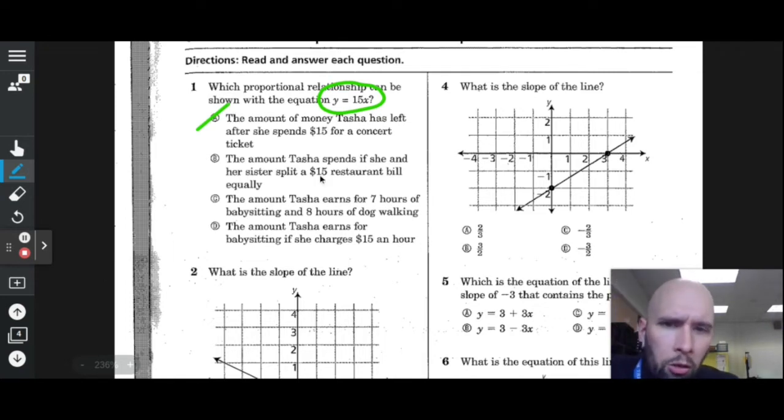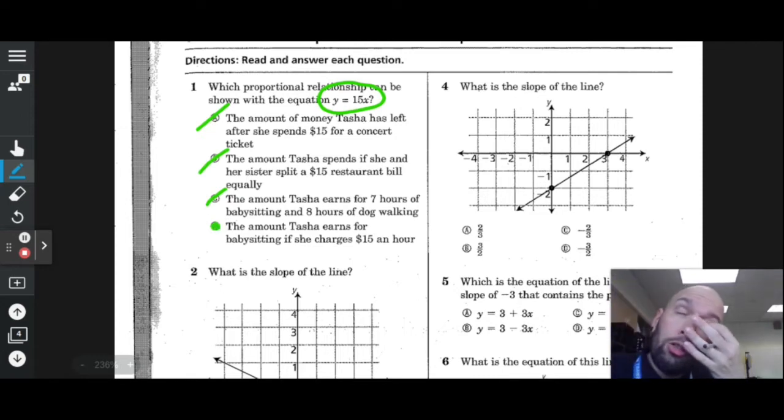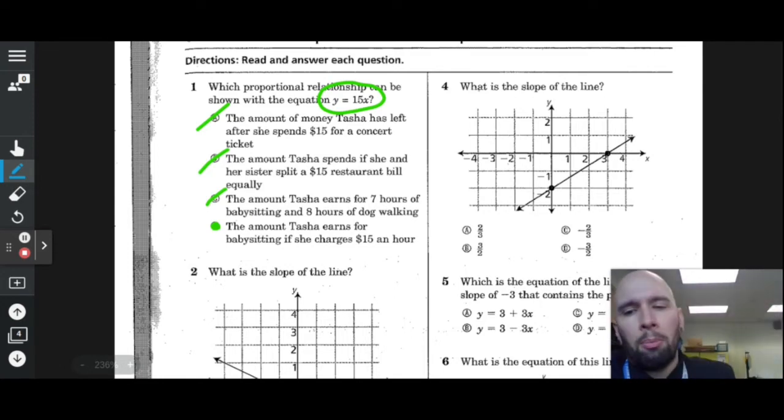The amount Tasha spends if she and her sister split a $15 restaurant bill equally, no, that would be division. The amount Tasha earns for 7 hours of babysitting and 8 hours of dog walking, that doesn't make sense. And the amount Tasha earns for babysitting if she charges $15 an hour, that's the one. So when you see 15x, that usually means something per something.